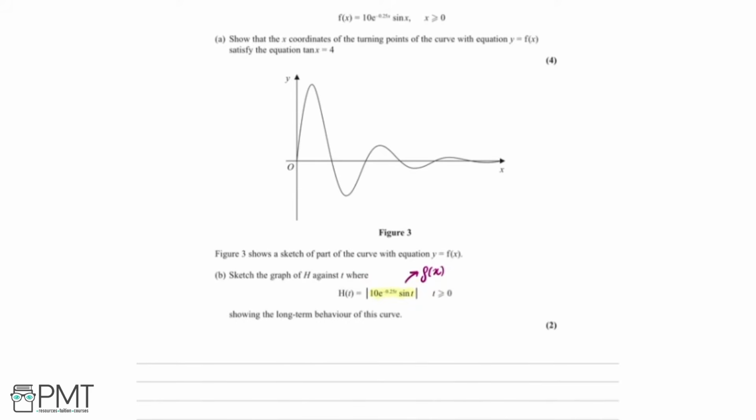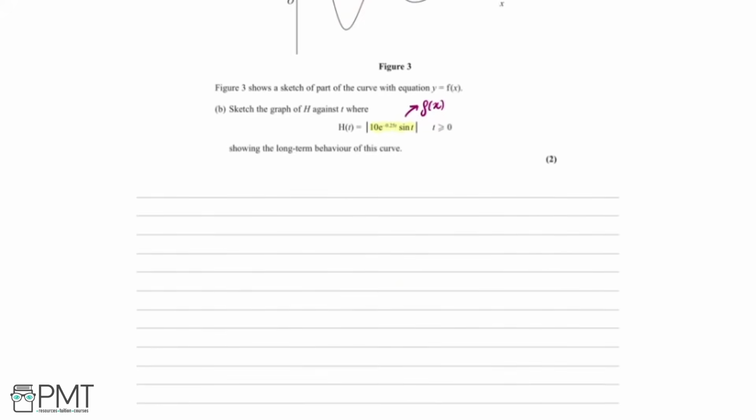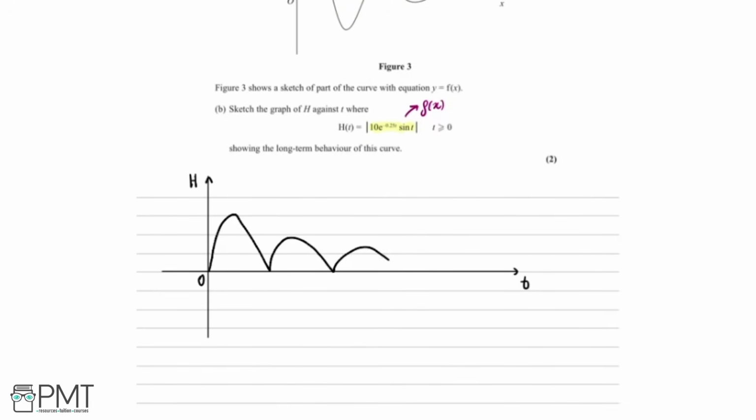So essentially what's going to happen is all these negative parts here are going to flip over and be positive like this. It's going to have the same shape of f of x. However, any time that it was going below the x-axis, it's then going to be flipped up to be positive.